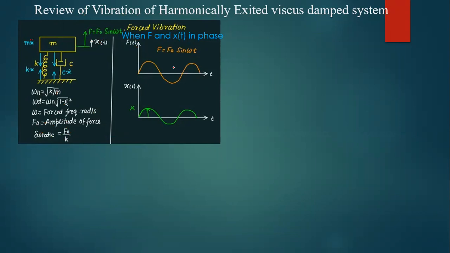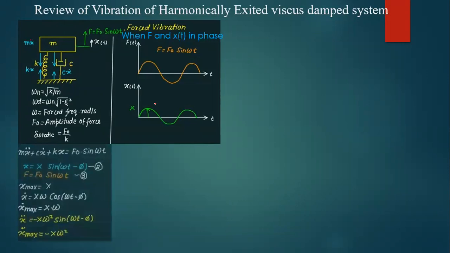So we have different types of solutions, for example, a sine solution or a cos solution. When the force and the particular solution are the same, we call it in phase. The force and the displacement are in phase, so F and x of t are in phase in this case. In some cases, one may go here and another like this, so that implies they are out of phase.